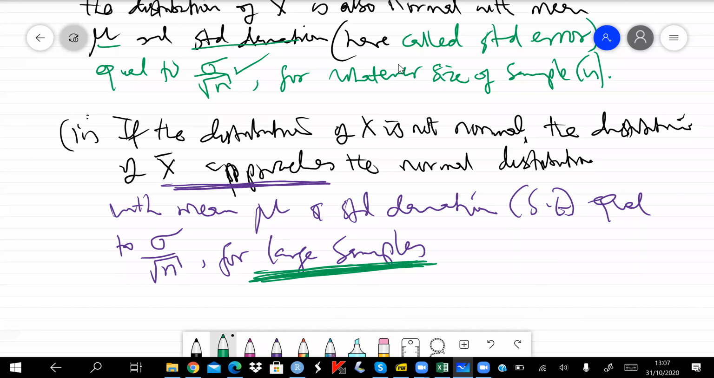So as n increases, that is the size of the sample, the distribution of x bar approaches the normal distribution with mean equal to mu and standard deviation, or standard error, equal to sigma over root n. But that's only true when the samples are large.